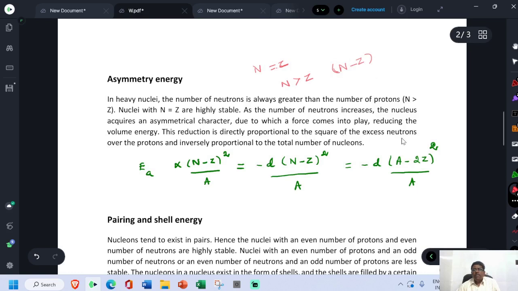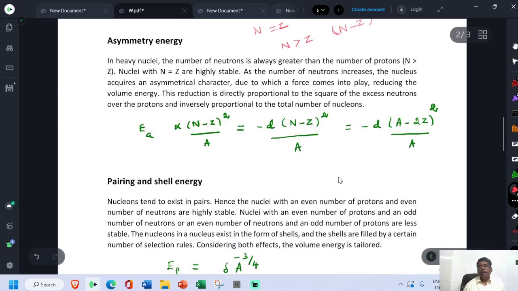It is directly proportional to the square of the excess neutrons over the protons, and inversely proportional to the total number of nucleons. The total number of nucleons is given by the mass number. So the asymmetric energy is proportional to N minus Z, the excess of neutrons, squared, divided by the total number of nucleons, that is A. To remove the proportionality sign, we introduce a constant D with a negative sign, because this is also reducing the binding energy of the system: N minus Z whole square divided by A.